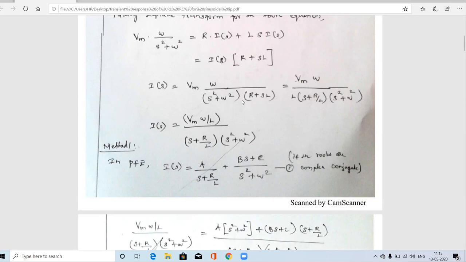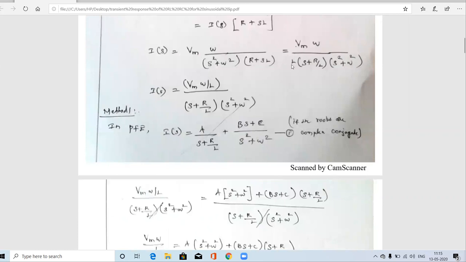If we have a denominator, what is the structure? It should be s plus a, or simply s, or s squared plus some constant squared. We have to bring it to that structure. But here, you have to take L as common. So if you take L common, we write s plus R by L, into s squared plus omega squared. And this L is a constant, so you give this L to the numerator. These are all constants, so I(s) can be written as Vm omega by L divided by (s plus R by L) into (s squared plus omega squared).